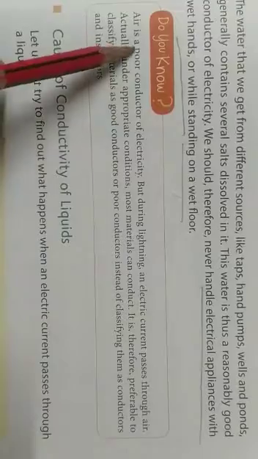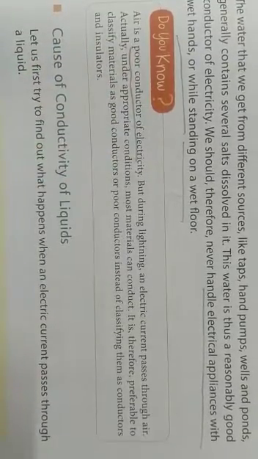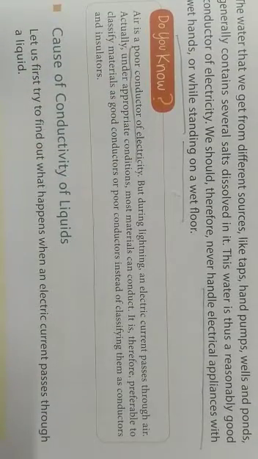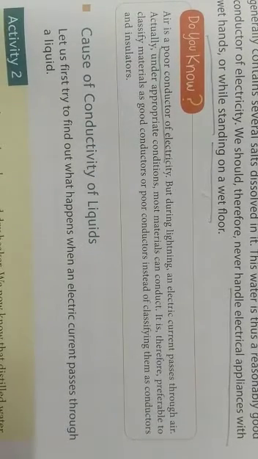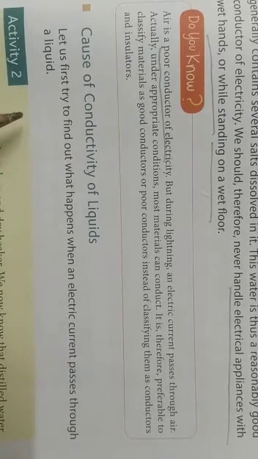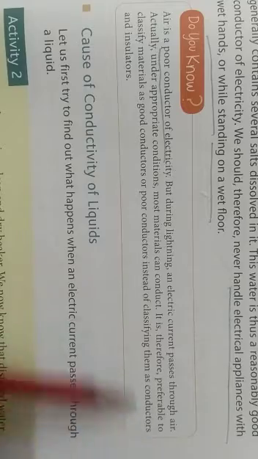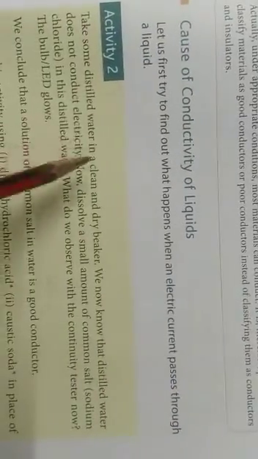Air is also a poor conductor of electricity. But during lightning, an electric current passes through air. Actually, under appropriate conditions, most materials can conduct. It is therefore preferable to classify materials as good conductors or poor conductors instead of classifying them as conductors and insulators.